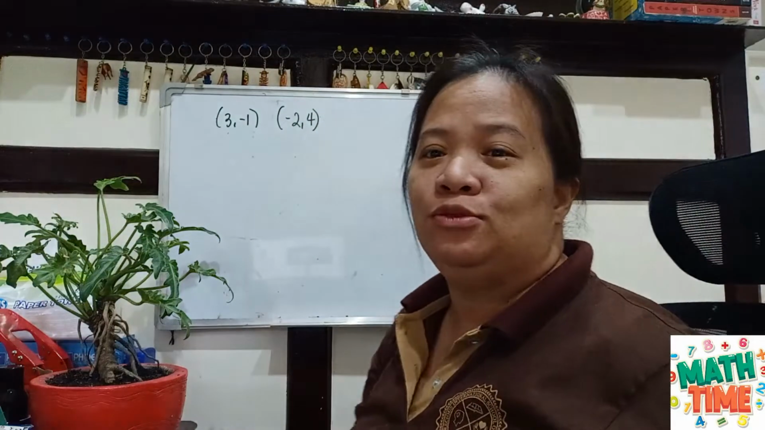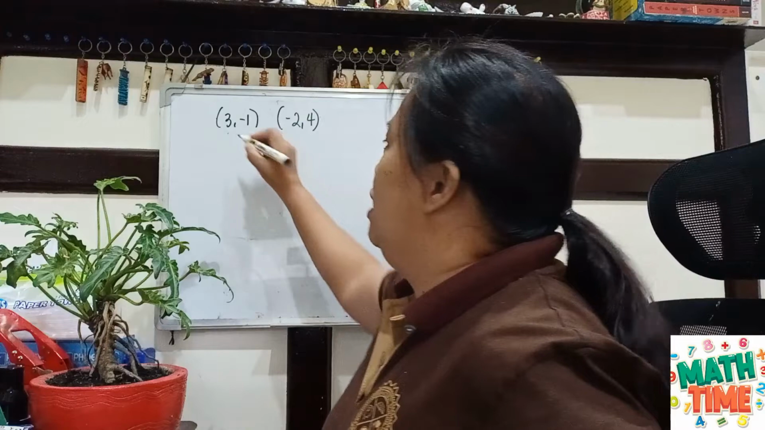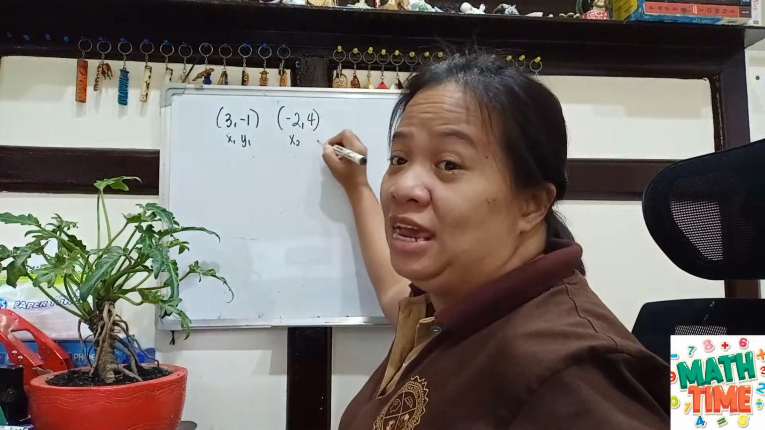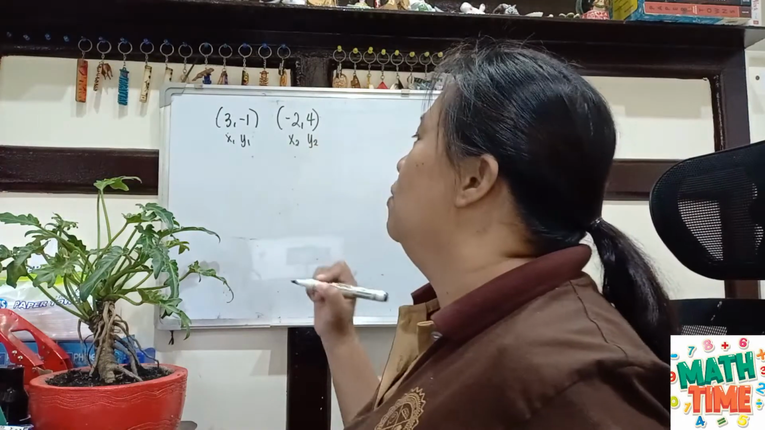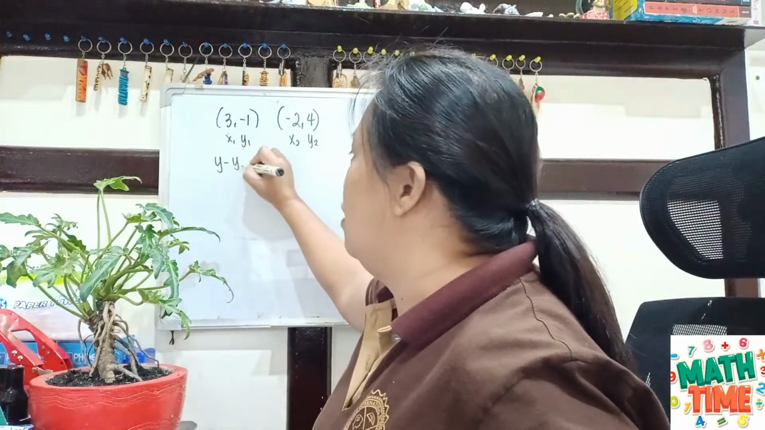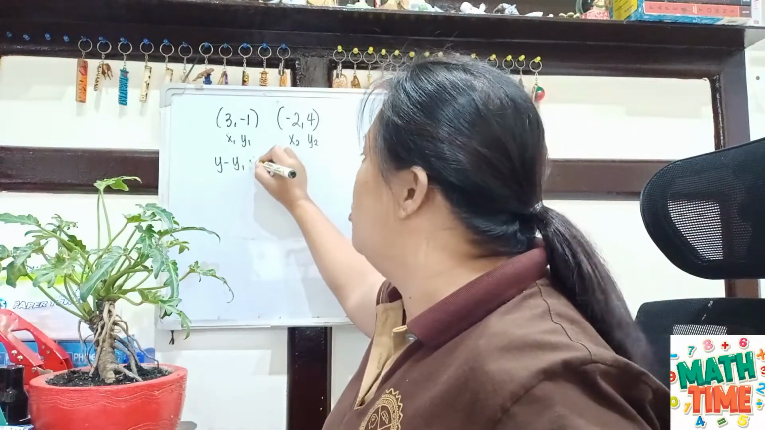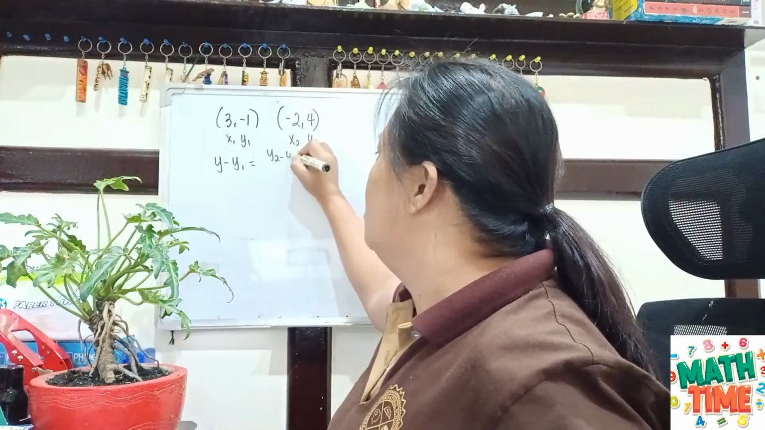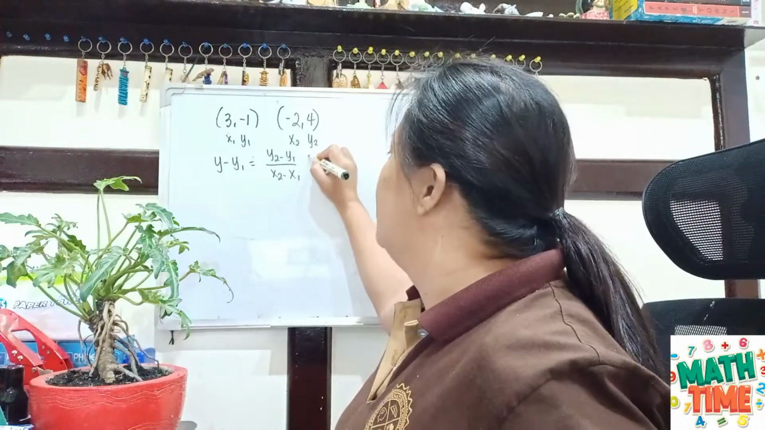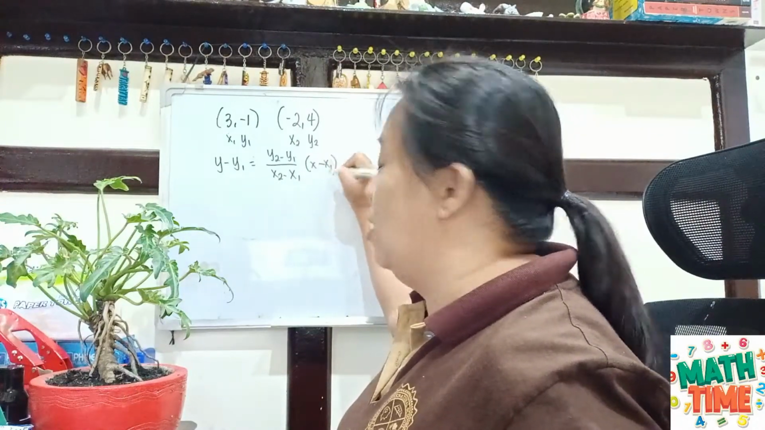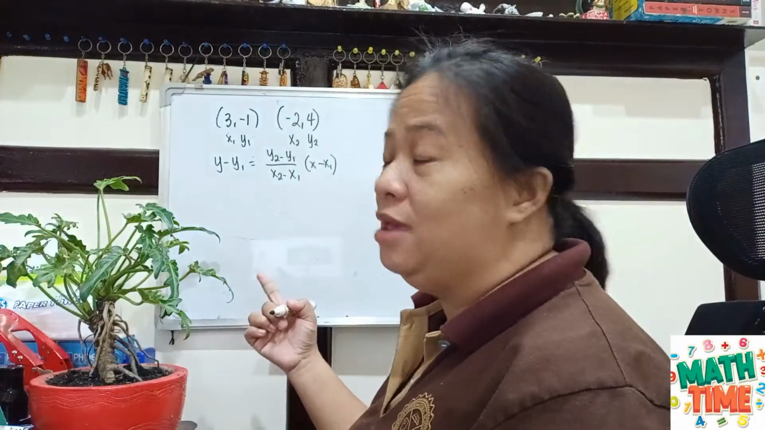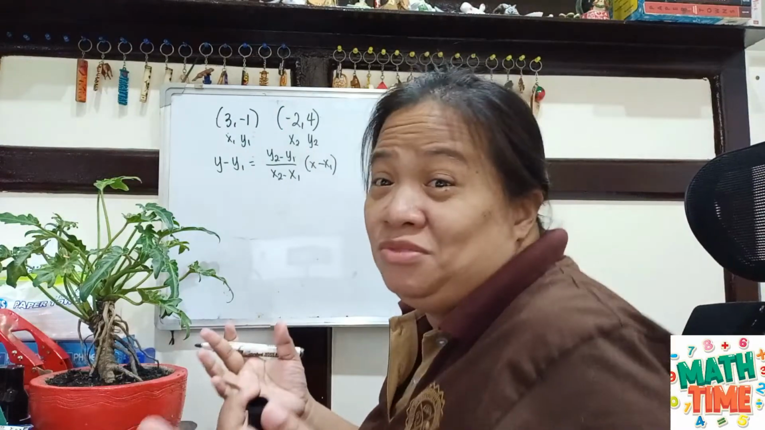So what we are going to do is that we are going to label first. Okay? This is x sub 1, y sub 1, and our point 2, this is x sub 2, and y sub 2. So, as what I have said, the formula to be used is the 2-point form, which is y minus y sub 1 equals y sub 2 minus y sub 1 over x sub 2 minus x sub 1 times x minus x sub 1. This is what we call the 2-point form. Okay? Because we are given 2 points, obviously.